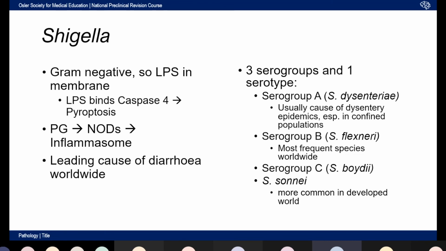The peptidoglycan in the cell membrane binds to NODs, which then leads to the formation of an inflammasome, which I'm sure you'll hear more about in immunity lectures. And also important is Shigella, the leading cause of diarrhea worldwide.